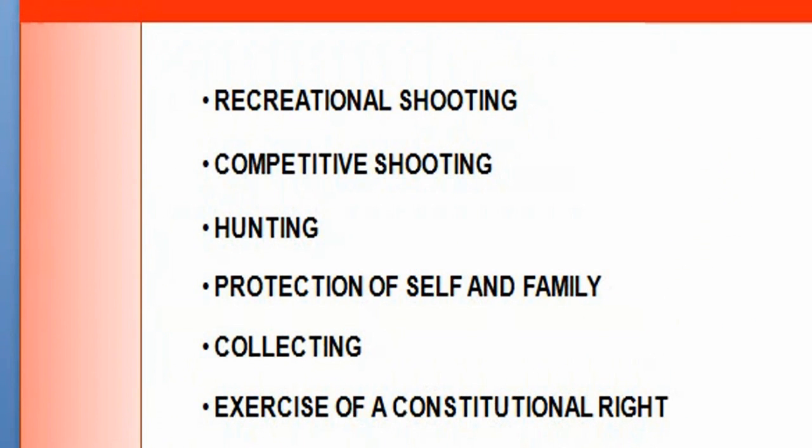Now we have a few reasons, if you own a gun and you wonder why. Well, these are for all the anti-gunners. There's recreational shooting. There's competitive shooting. There's hunting. There's protection of self and the family. There's gun collectors. A lot of people are gun collectors. And you want to exercise a constitutional right. That's why we own them, not because we have to. These are reasons you can give any anti-gunner: recreational shooting, competitive shooting, hunting, protection of self and family, gun collecting, and exercise of a constitutional right. It is our constitutional right.